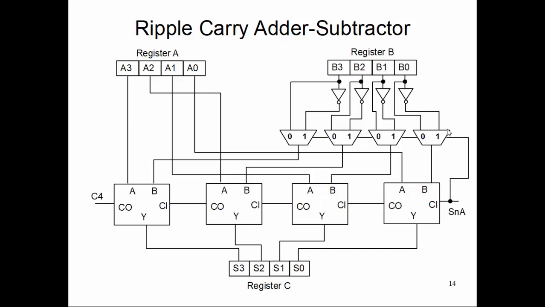functionality. Now this becomes your Adder-Subtractor. So this whole digital circuit, just by telling it whether I want to do an addition or subtraction, I can pick up values from this register C, S3, S2, S1, S0 as the sum bits or subtraction bits, depending on what I requested. If I set SNA to 0, it becomes addition. If SNA is 1, it is a subtraction.